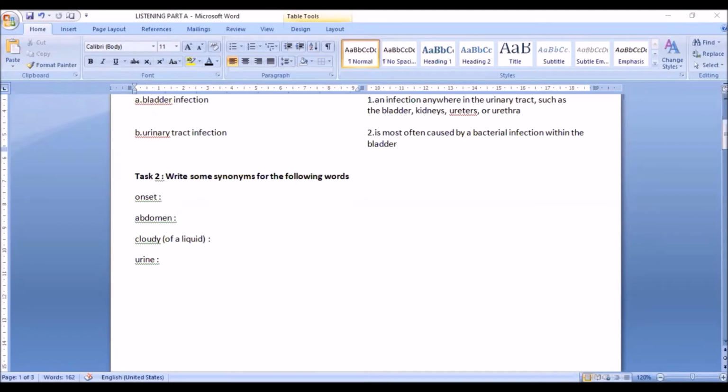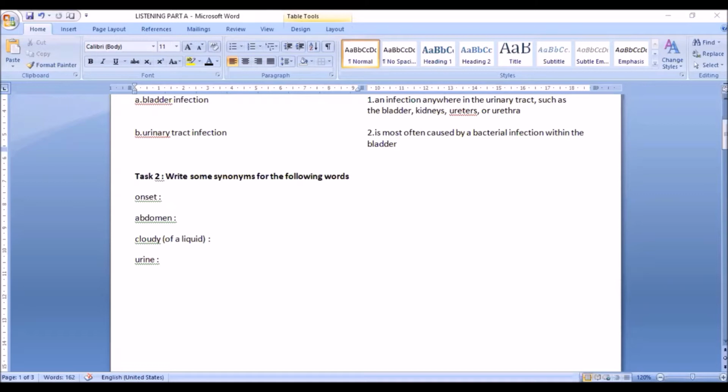So, yes, this is an important activity for all the parts of the exam, not only for OET, also for IELTS, because you show that you have a good level of language if you know how to say a word in many different ways.